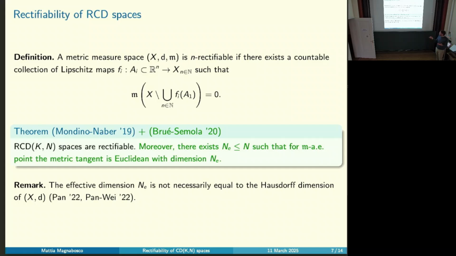So this is the reason why we don't put the Hausdorff measure here, because putting the Hausdorff measure, this result would not be true. So this is the right definition of rectifiability in metric measure spaces.